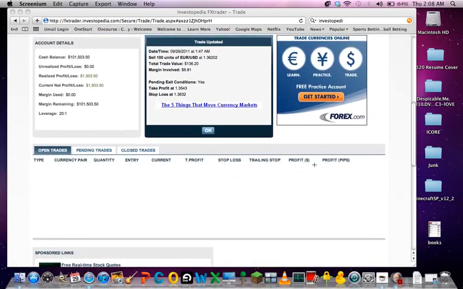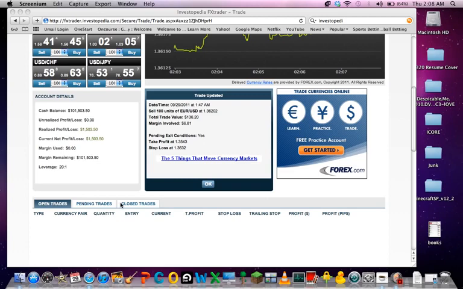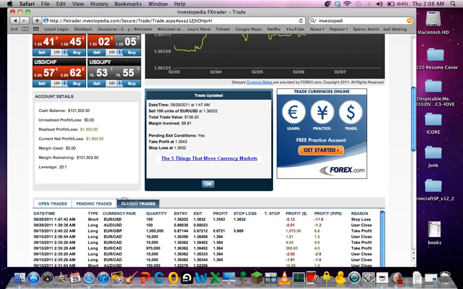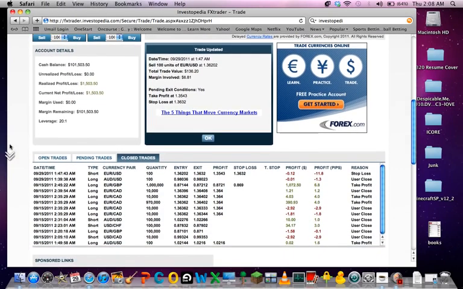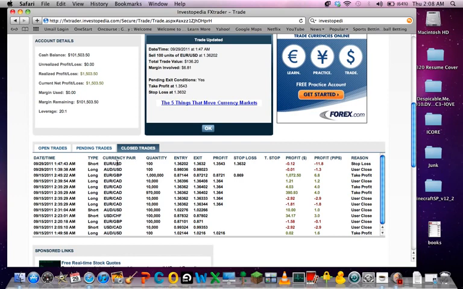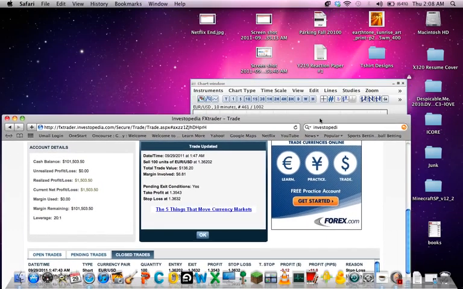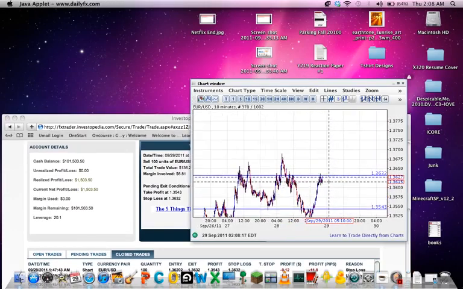Oh, it hit something. So let's see, if you go to close trades, it either hit our stop loss or it hit our take profit. So it looks like it hit our stop loss. So it started to trend up. Let's look at our bigger graph here. Yep, see, it's trended up a little bit.